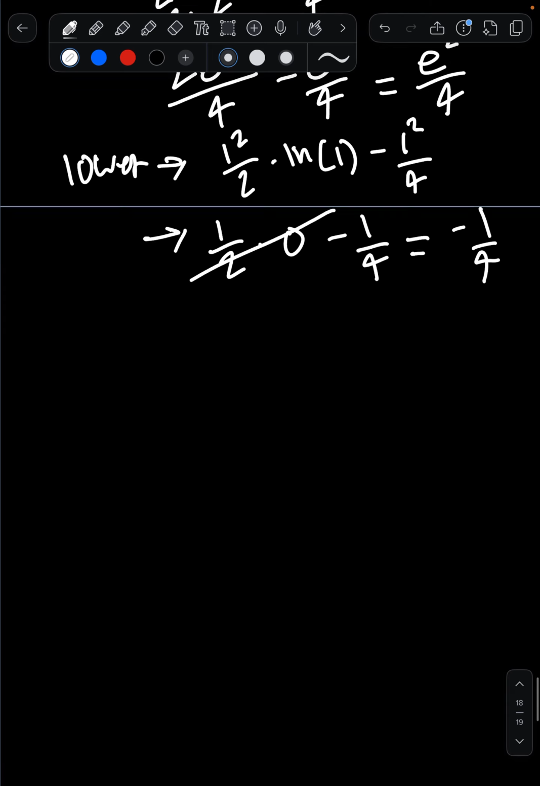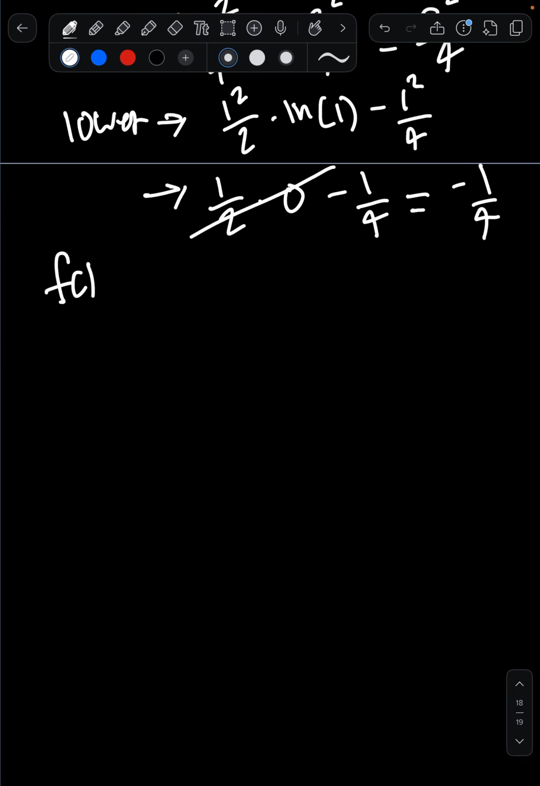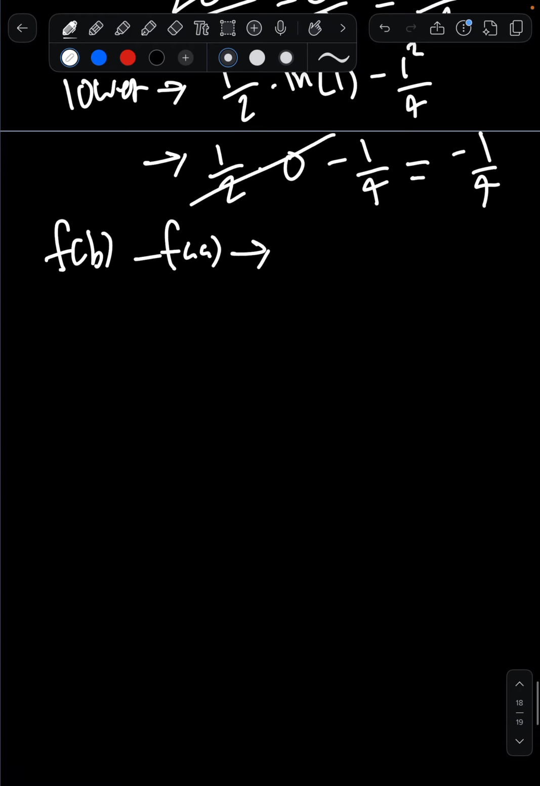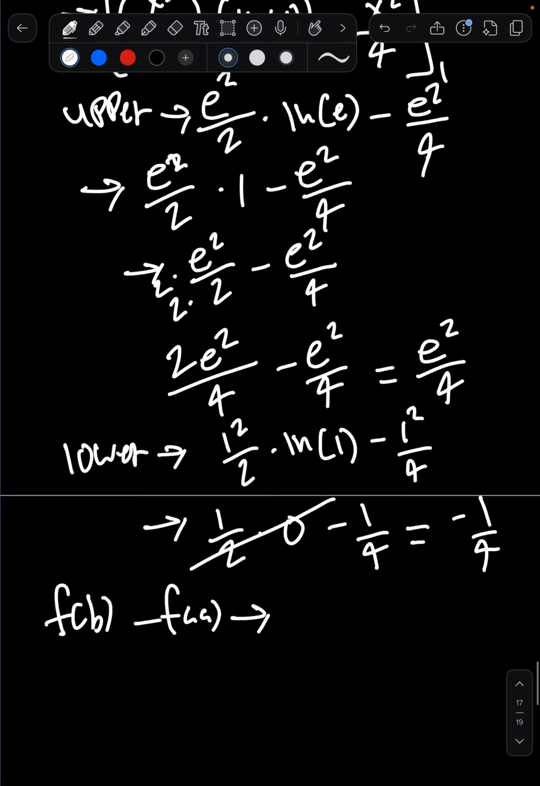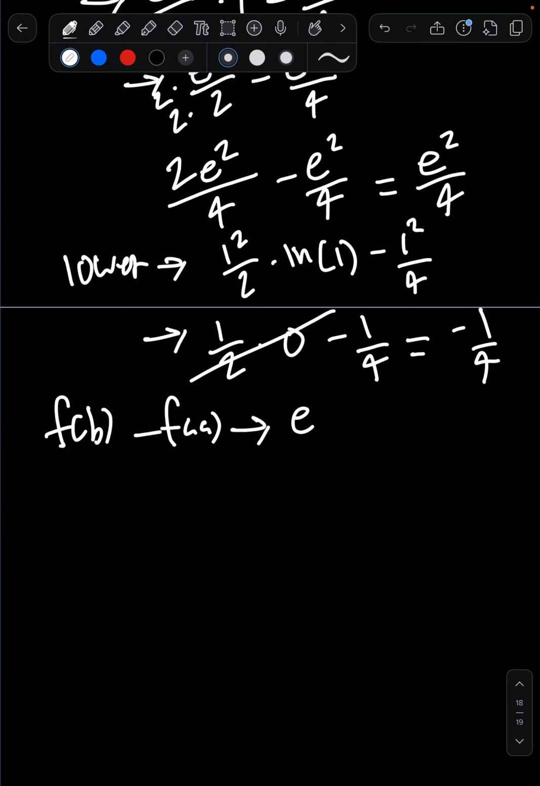Now, the final part of the problem is to take f of b minus f of a, or the upper minus the lower. So f of b minus f of a is our upper evaluation, which is e squared over 4, right?